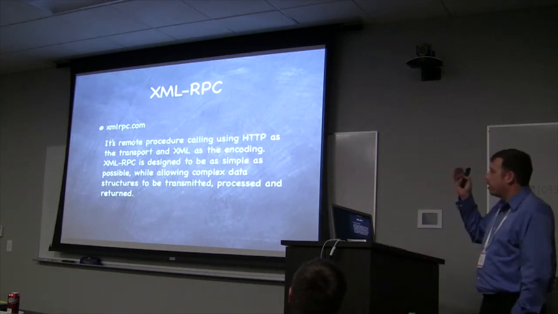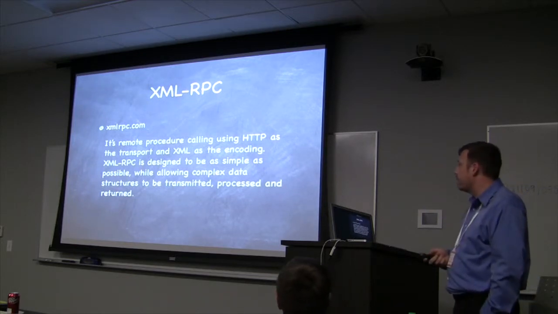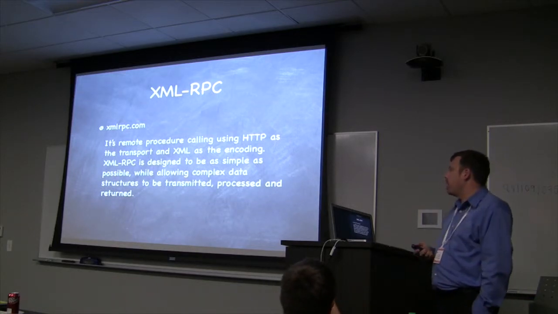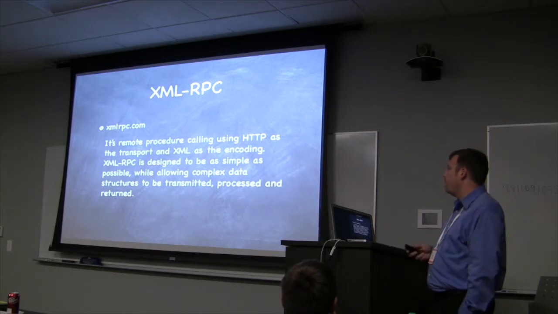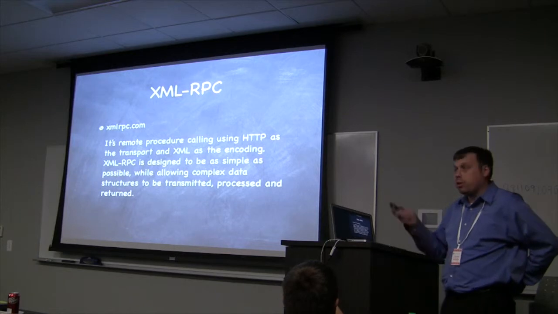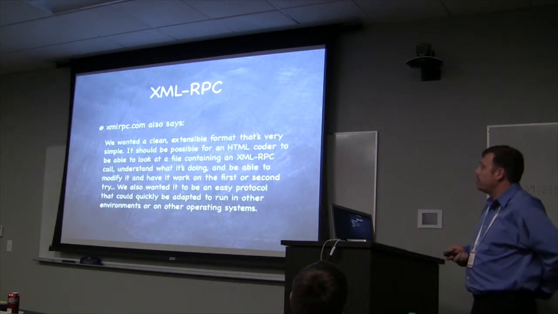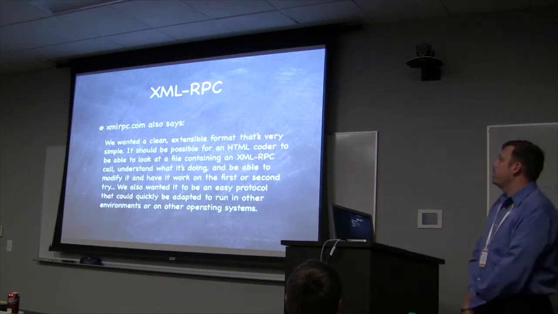XMLRPC.com has a definition of what the XMLRPC API is. It's a remote procedure call using HTTP as the transport and XML as the encoding. It's designed to be as simple as possible while allowing complex data structures to be transmitted, processed, and returned. So XML over HTTP.